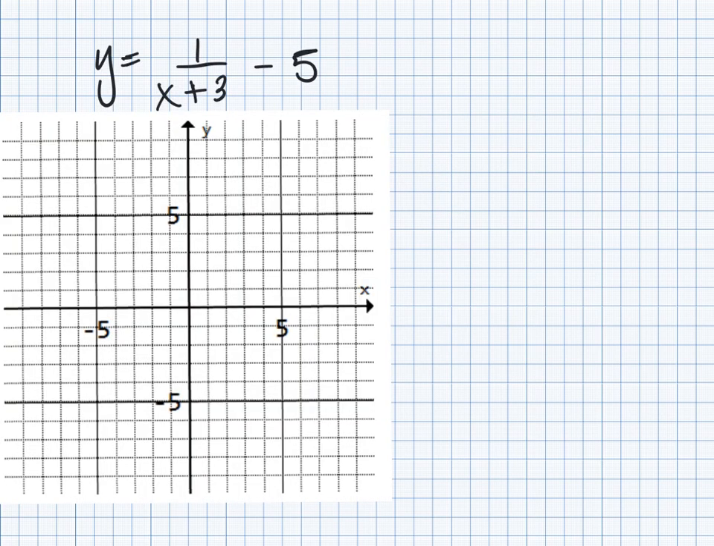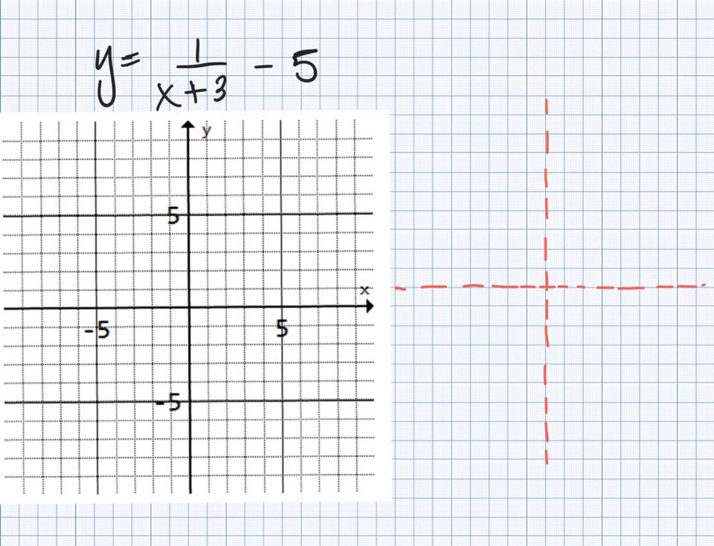So my rational equation, my parent graph, I'm putting a dashed line at my y-axis and at my x-axis.